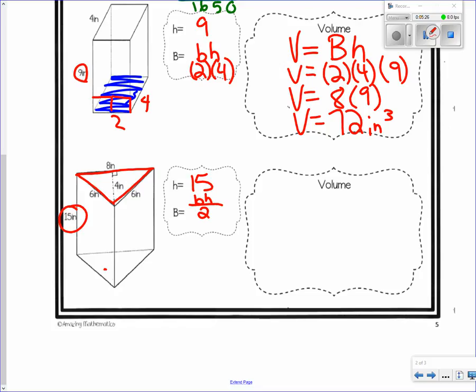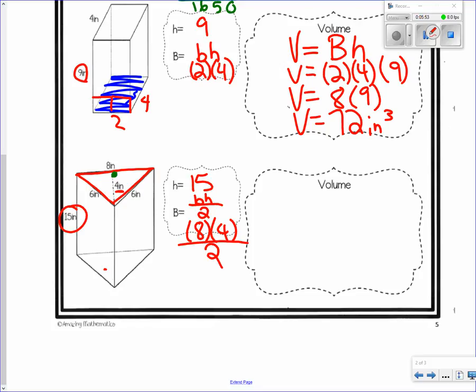So our base is 8. Remember, we talked about the way you find the base and height of a triangle is where that right angle is. It's the legs that touch that right angle. So we have the right angle there. So 8 is our base, and 4 is our height. All of that divided by 2.